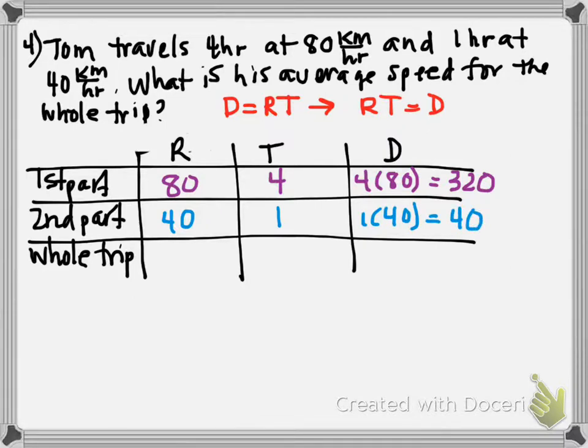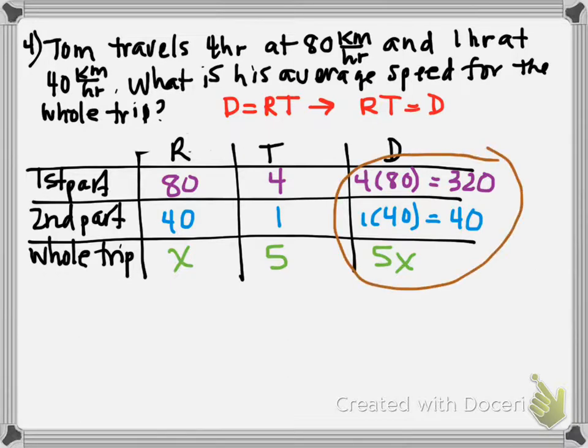Now we fill in for the whole trip. What was his speed during the whole trip? That's what we're trying to solve for. How long was he on the whole trip? Yeah, we just add the 4 plus the 1. So his distance was 5x. So again, we're going to take the information from this last column to create our equation. I'm going to again use the symmetric property, putting him on the left side because he's the only one with a variable. And I get 5x equals 320 plus 40. So continuing to solve, I get 5x equals 360, and then I divide by 5.